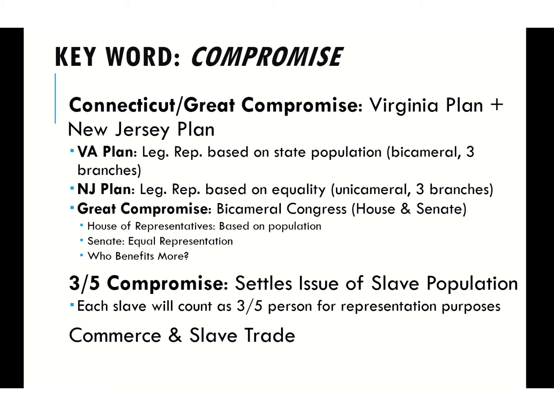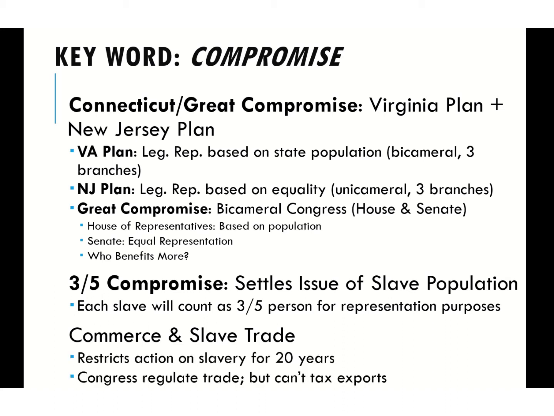The Three-Fifths Compromise was put in place to try to settle the issue of the slave population, with each slave counting as three-fifths of a person, or 60%, for representation purposes. The commerce and slave trade compromise came in as a nod to the southern states to get them to ratify the Constitution, restricting any action on slavery for 20 years. Congress could regulate trade but couldn't tax exports. Cotton was a big export at this time in the South.